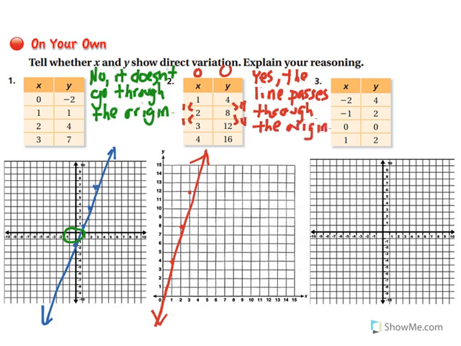All right, so let's go ahead and look at the last one here, number 3. For this one, we have negative 2, 4, so over 2, up 4. And then we have negative 1, 2, right here. And then we have 0, 0. And then we have 1, 2.